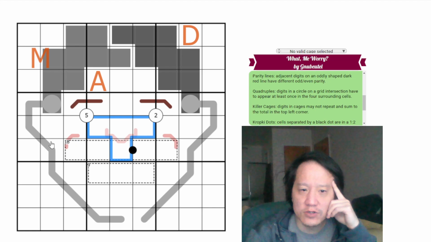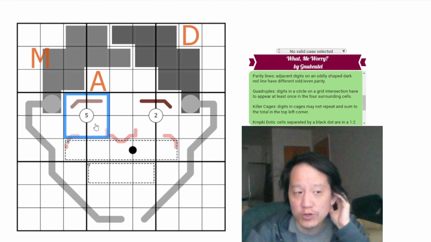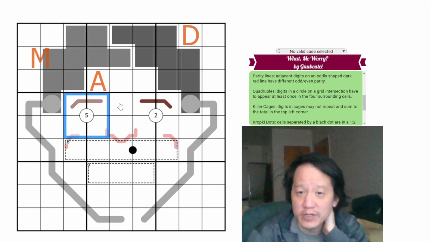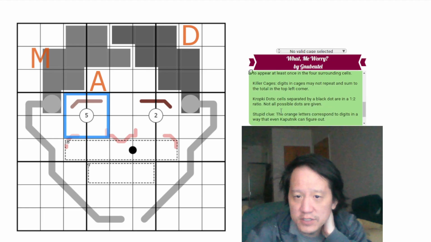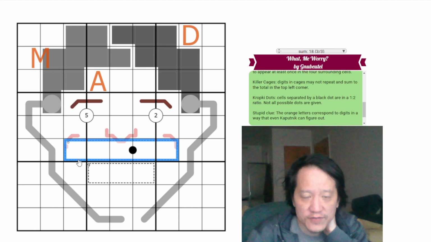Quadruples. Digits in a circle on a grid intersection have to appear at least once in the four surrounding cells. So, for example, this says 5, so therefore a 5 has to appear in one of the four surrounding cells. It could be two of them or more, but it has to have at least one. And those are quadruple cells, or quadruples. Killer cages. Digits in cages may not repeat and sum to the total in the top left corner. So, for example, these 5 cells add up to 18, and these 3 cells add up to 9.